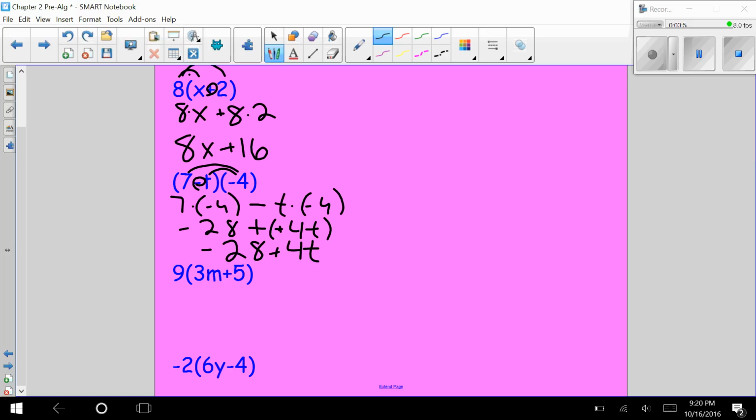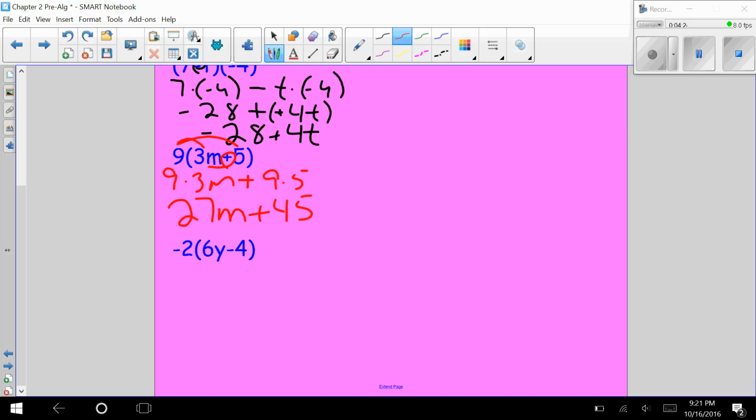The next one, 9 times 3m plus 5. We take 9 times 3m, and we take 9 times 5. There's a plus in the middle, so we put a plus in the middle. Now for 9 times 3m, I'm going to multiply the 9 times 3, which makes a 27, and my m just gets put on the end. Plus 9 times 5 is 45. Remember, we cannot simplify anymore at this point because those are not like terms.